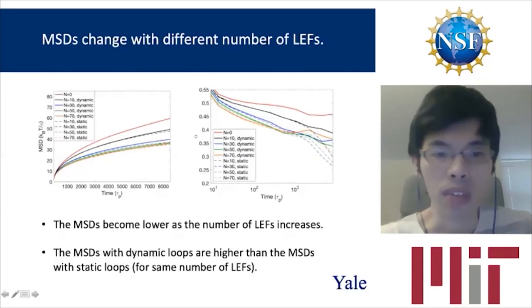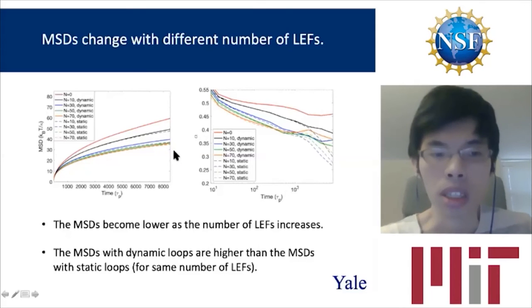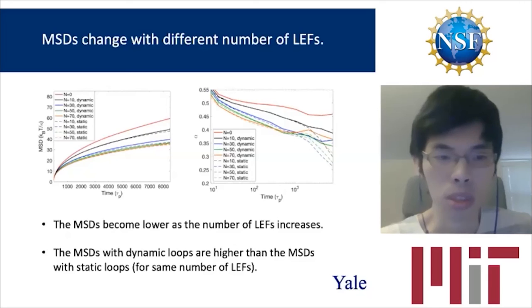Lastly, we also investigate how the number of lefts influences polymer mobility. We input different numbers of lefts into the system. We find that the MSDs generally decrease as more lefts are introduced. This is because more lefts can extrude more portions of the chromatin into loops.